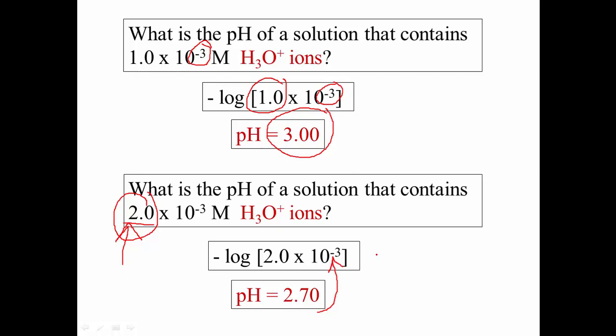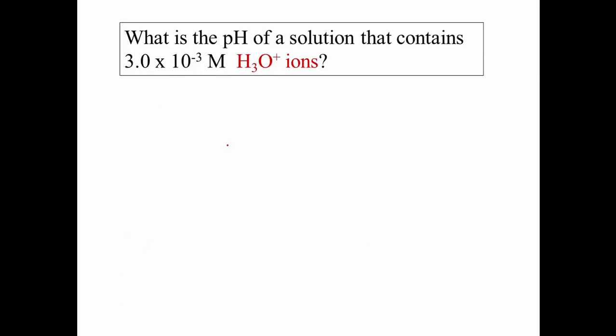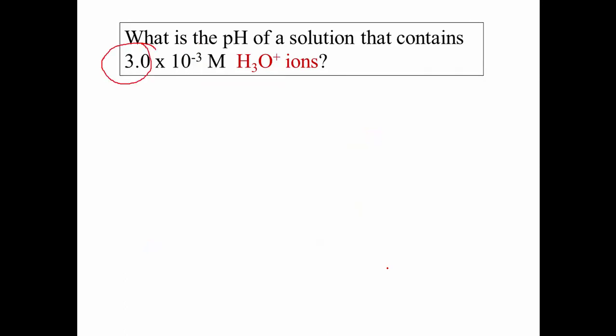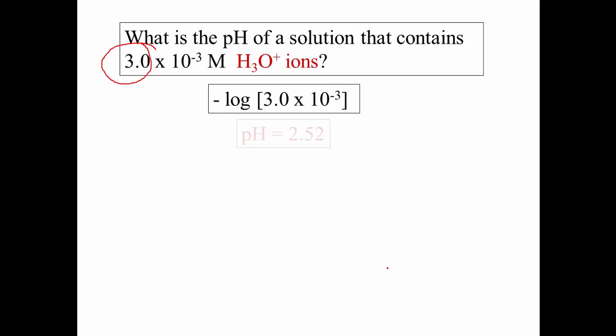So let's keep going. What if we have a 3 times 10 to the negative 3? So back here, at 1 times 10 to the negative 3, we were 3. At 2 times 10 to the negative 3, we're 2.7. We certainly should be lower. Give yourself an estimate and then punch it into your calculator. Negative log of 3 times 10 to the negative 3 is going to give you a pH of 2.52.